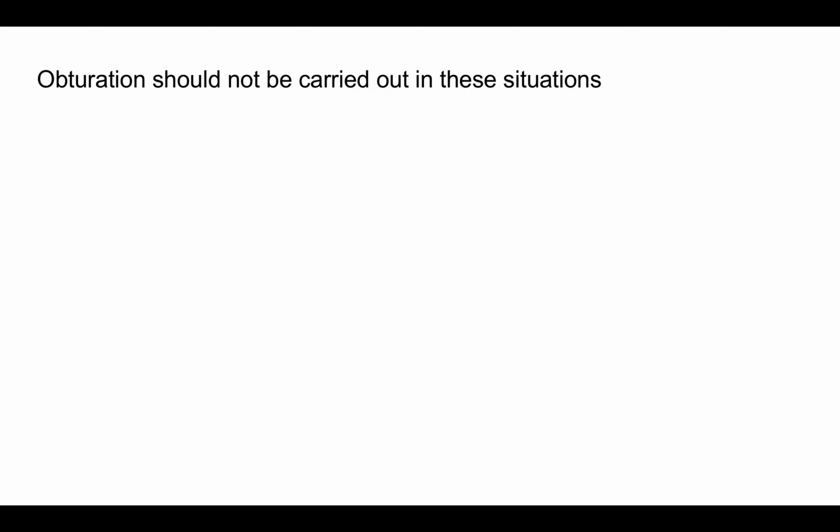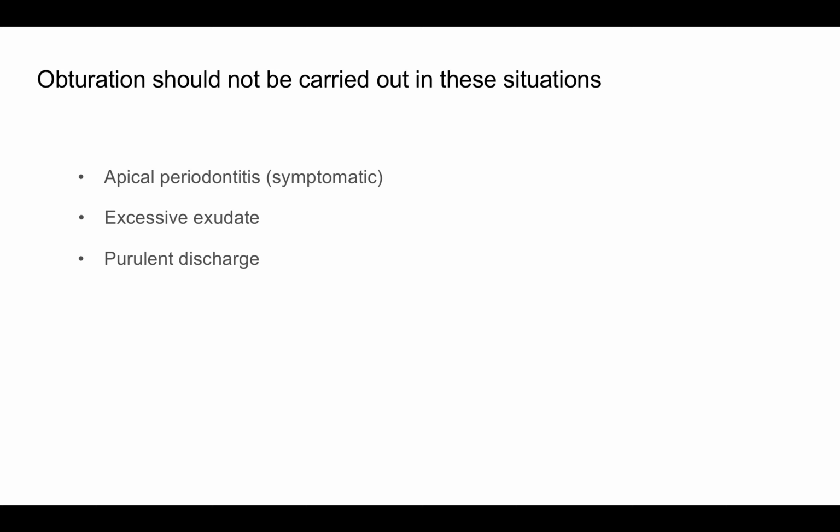So endodontic obturation should only be carried out in certain situations, and should not be carried out in these situations. First of all, apical periodontitis, as we mentioned, is especially symptomatic when there is an excessive exudate, when there is a purulent discharge, when there is a root canal retreatment.